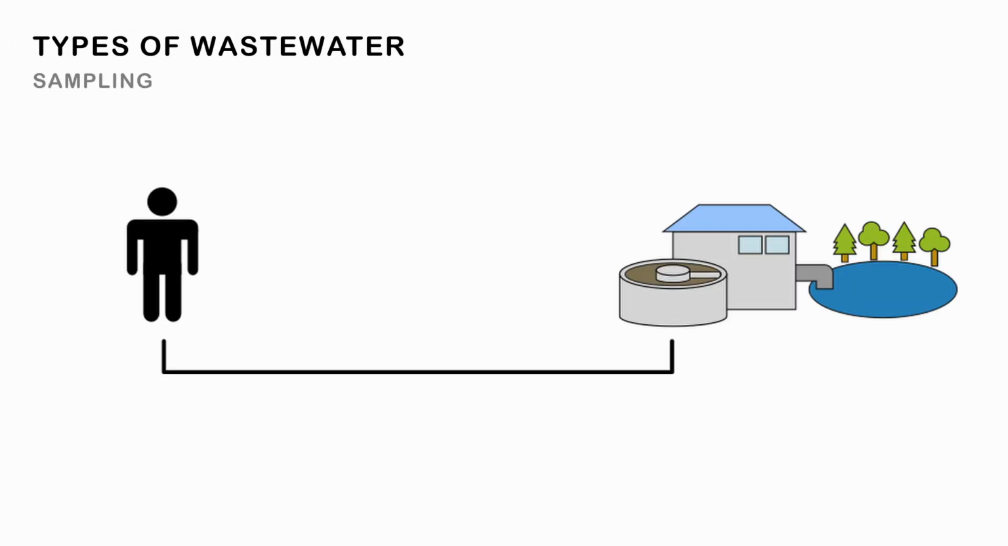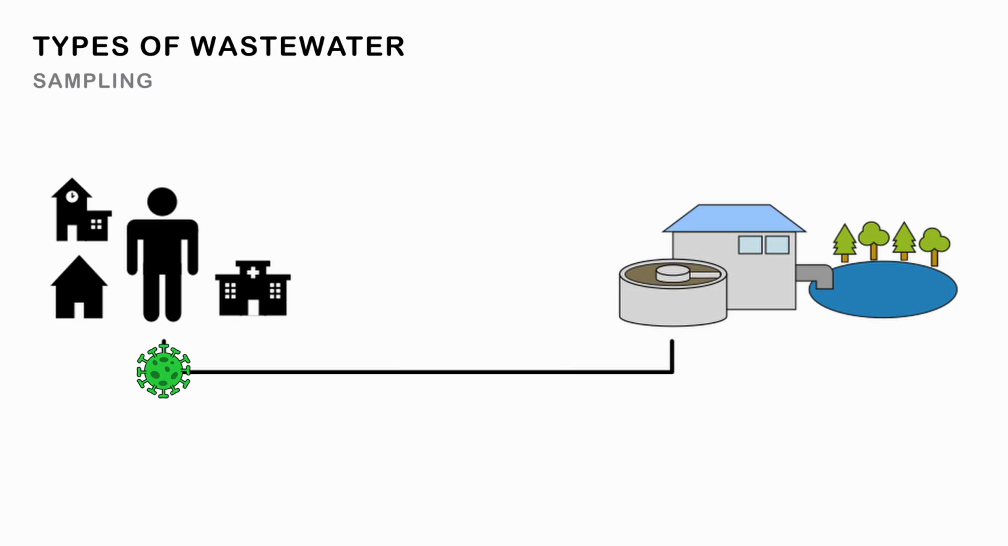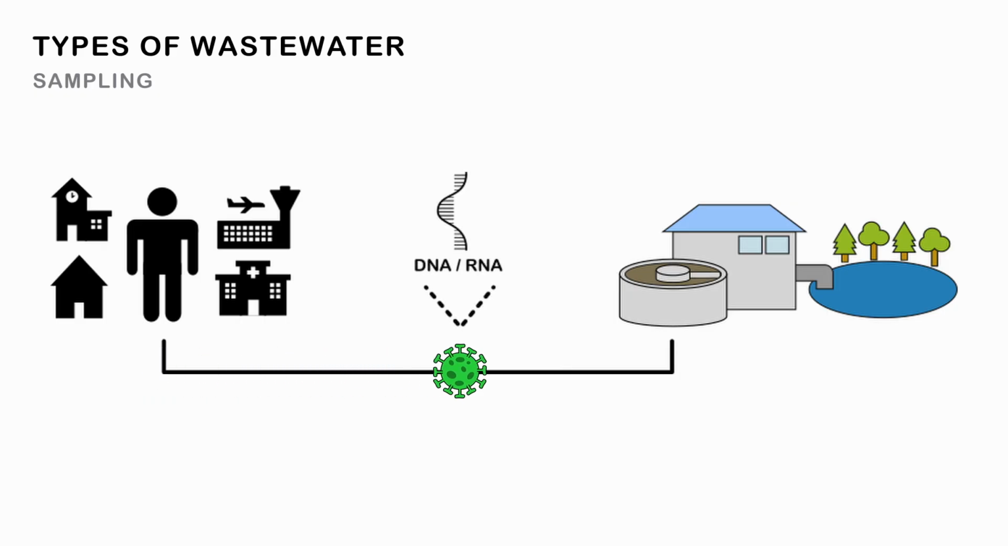Let's first introduce the types of samples we'll be working with. It all starts with infected individuals who shed viral particles that end up going down the drain. This could be from their own home, hospitals, schools, or airports. As these particles travel through the sewer system, their DNA or RNA is somehow protected, and eventually, this virus-containing wastewater ends up at the treatment plant.